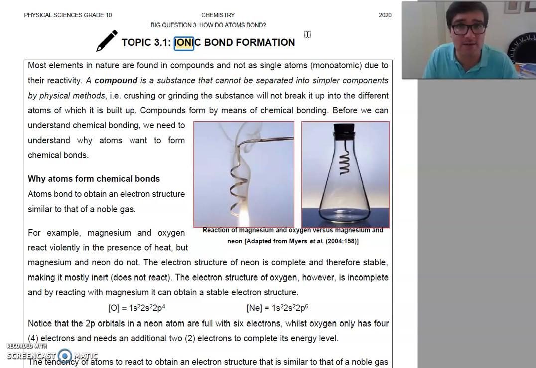It's the bond formation. What are bonds? You can think of them as attractive forces between different ions that form due to them having different charges.